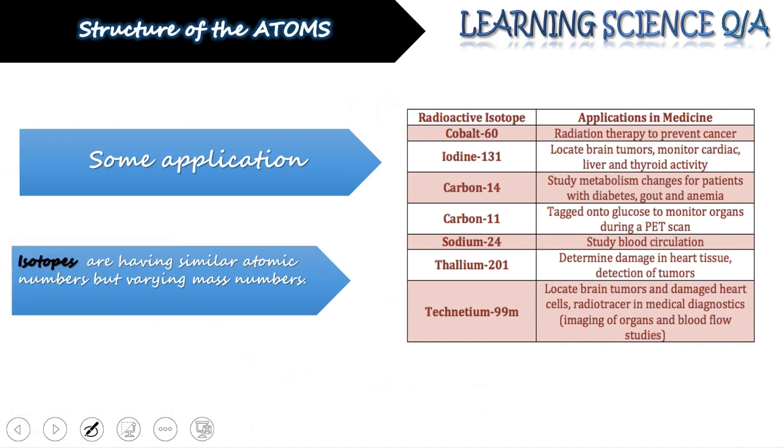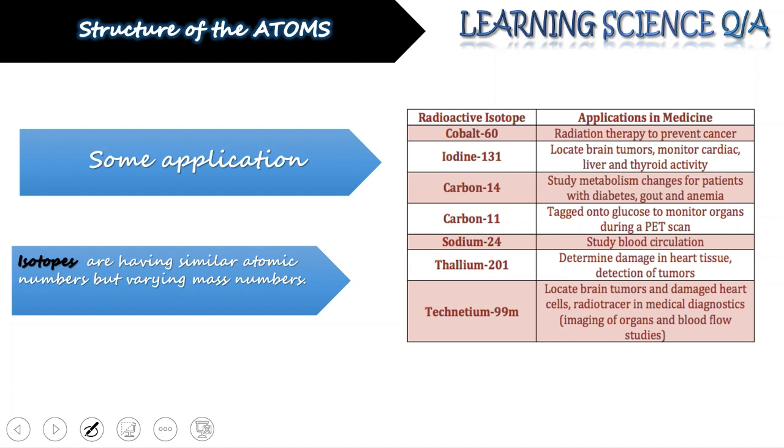Isotopes have been used variously in the medical field. Like cobalt 60 is used in radiation therapy to prevent cancerous growth. Iodine 131 is used to locate brain tumors, to monitor cardiac activity and thyroid activity. Carbon 14, apart from the carbon dating techniques, is used in the metabolic changes for patients with diabetes, gout and anemia. Carbon 11 is tagged onto glucose to monitor organs during a PET scan.